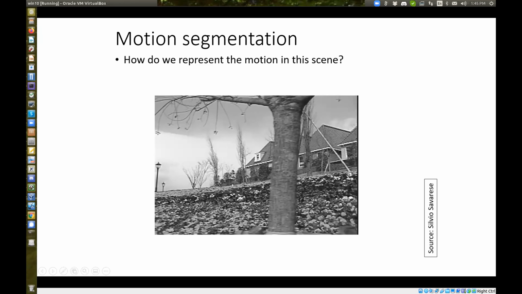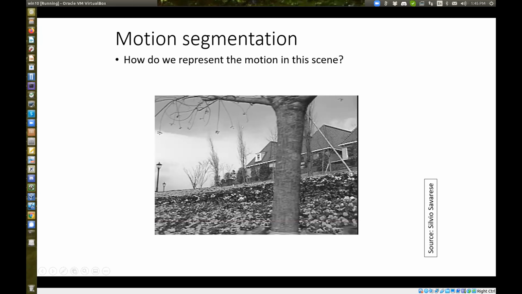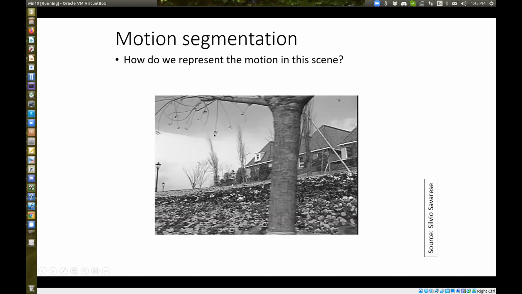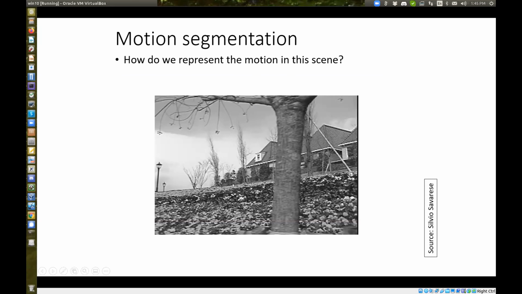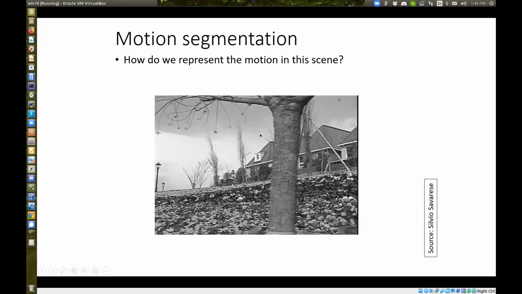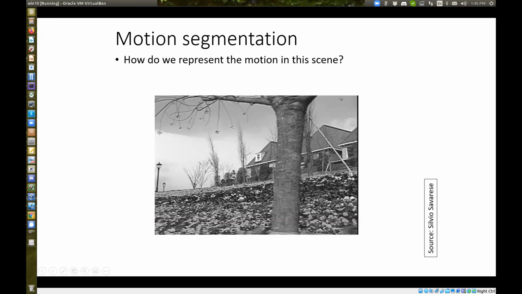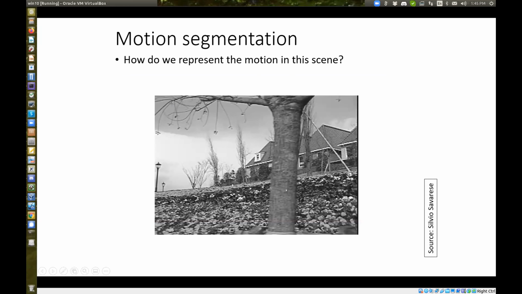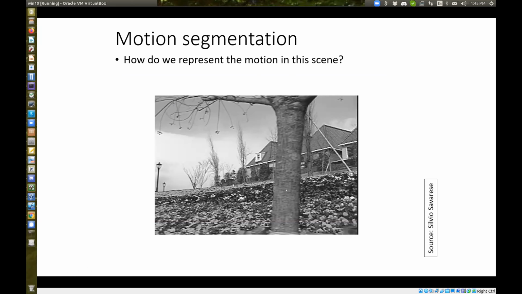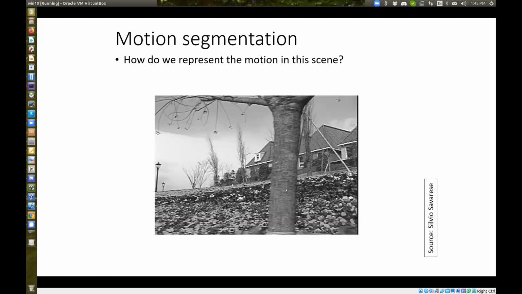I actually forgot to move this to the application section, but anyway, this is one application where we can use optical flow to do motion segmentation. For example, if you have different objects, you can just group the pixels with the same motion together, and those pixels should correspond to the same object. So it's a very simple idea.